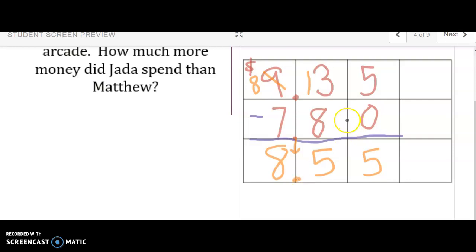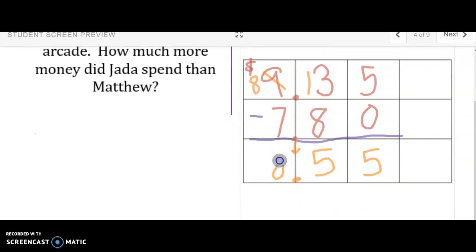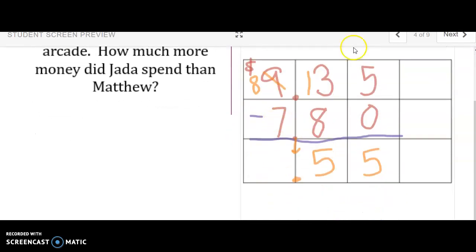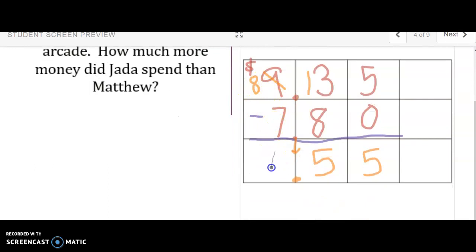I'm wrong. I'm wrong. Let me back up. Uh-oh, I see a mistake. I'm like, wait a second, how could she spend that much? 8 minus 7 is 1. Let me get my pen back. 8 minus 7 is 1. And you know what? When I was looking at that, I was like, that's not reasonable. I know it was more than what I have on there, 8.